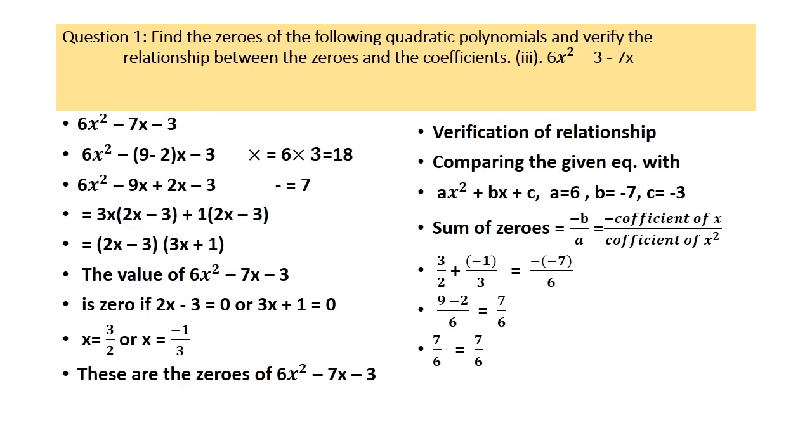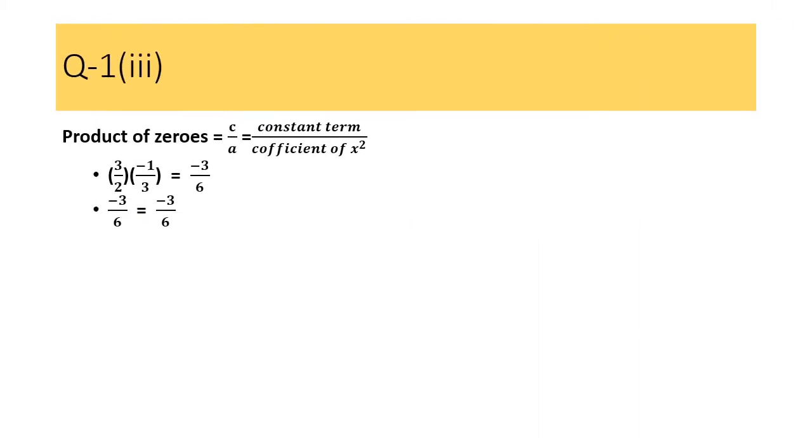Second part, the product of zeros is c upon a, the constant term upon the coefficient of x square. So the product of these zeros, 3 upon 2 into minus 1 upon 3, is minus 3 upon 6, and on the other side the value of c is minus 3 and a is 6. So this is the third part of the first question.